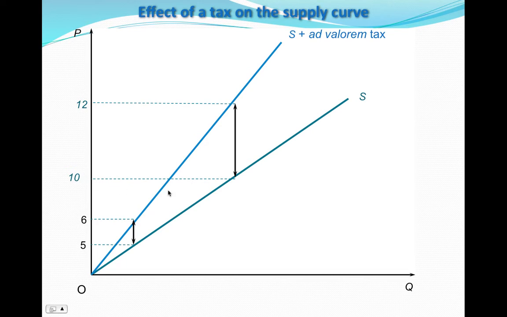However, if something used to cost 10 and you have that same 20% tax, it now costs 12. So the more expensive something is, the greater the tax burden or tax payment to the government will be. So that's why the ad valorem or percentage tax will only get increasingly larger as the price goes up. All right, moving along.